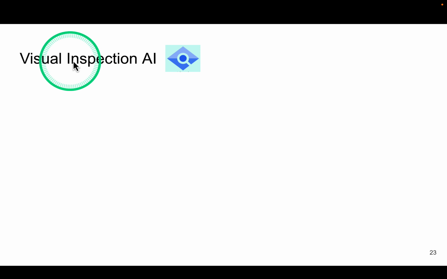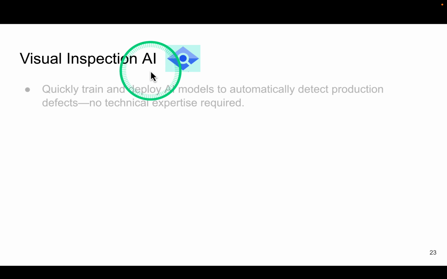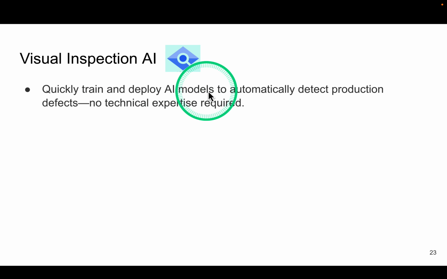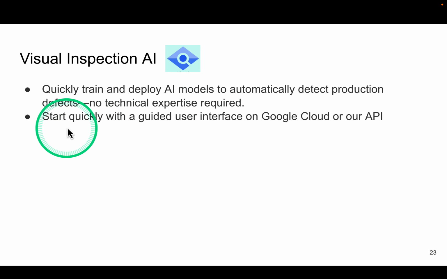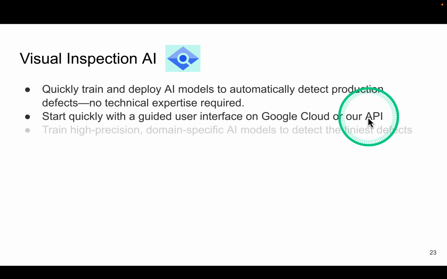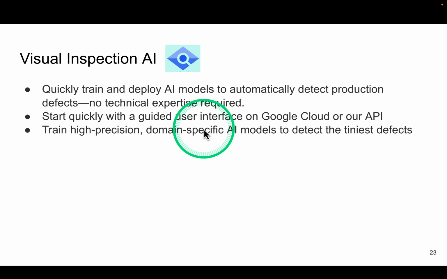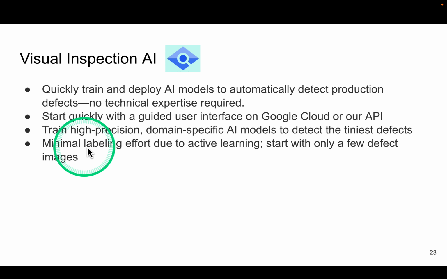Okay, next is visual inspection AI. Quickly train and deploy AI models to automatically detect production defects, no technical expertise required. Start quickly with a guided user interface on Google Cloud or our API. Train high precision domain specific AI models to detect the tiniest defects. Minimal labeling effort due to active learning. Start with only a few defect images.